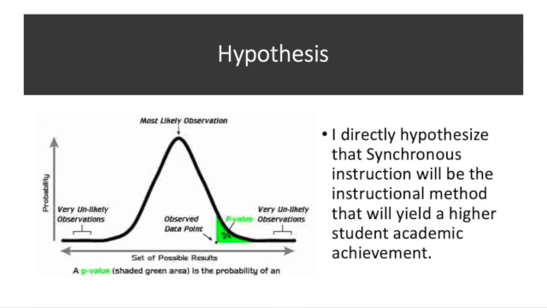It says, I directly hypothesize that synchronous instruction will be the instructional method that will yield a higher student academic achievement. So I'm making a direct statement about my hypothesis. This is what I think is going to happen. Okay, so here's a kind of an illustration. Which side is it going to fall on, right? So this is the method I chose. This is my hypothesis.